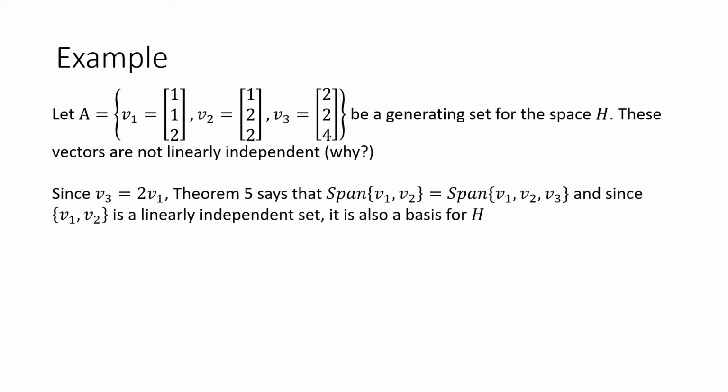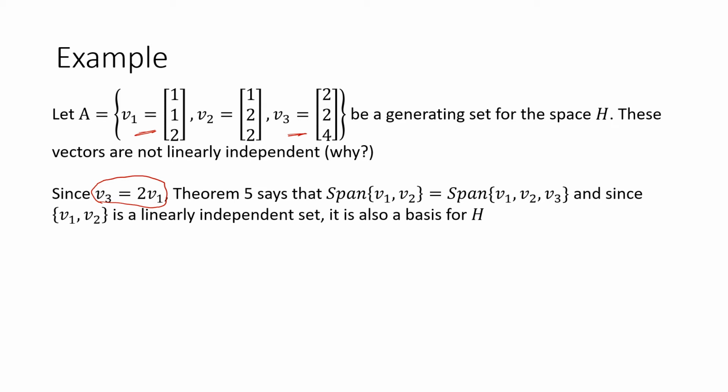So as an example, here we have 3 vectors, and we're going to say that H is the span of those 3 vectors. These vectors are not linearly independent, so it's not a basis. Why aren't they linearly independent? Well, notice that V1 times 2 is equal to V3. So we have that right here. So V3 is a linear combination of the other vectors, of the previous vectors. So it's not linearly independent.